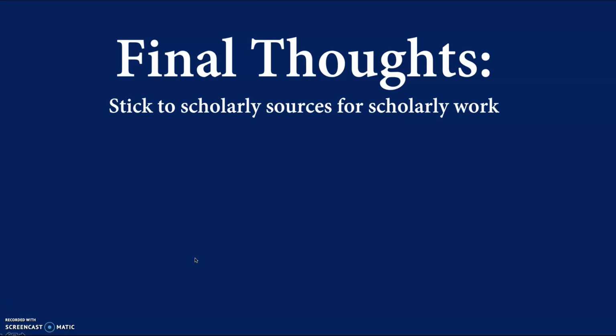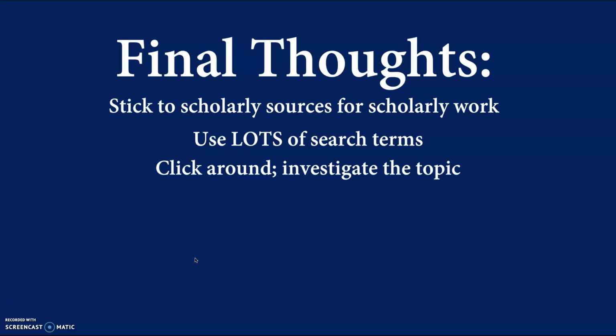So final thoughts. You need to stay with scholarly sources for scholarly work, and it will give you the source citation for free, no work required. Please cycle through lots of search terms. Keep trying. Once you hit 4 sources, you're probably not done. Keep going until you have a few more sources. Click around on that source, investigate the topic, look at related terms. If there's a hot link inside the article, click on it. It might just be a definition, but that might be all you need to give background information for your topic.